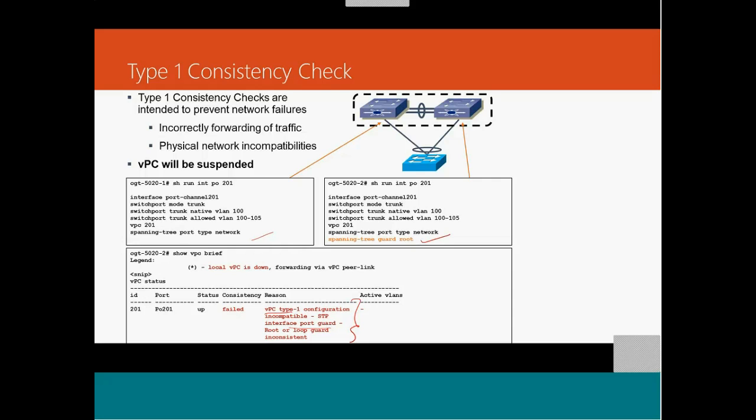So mostly the consistency checks are because of the configurations. But the type 1 and type 2 define the severity level of the impact of those configuration issues. So type 1 is more severe than type 2. Okay?